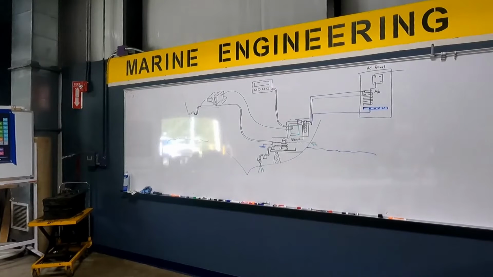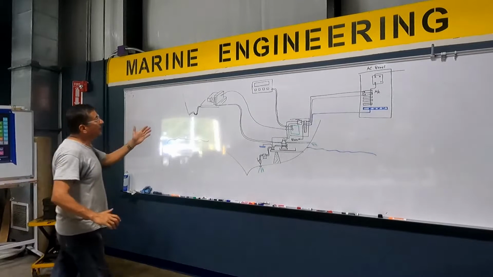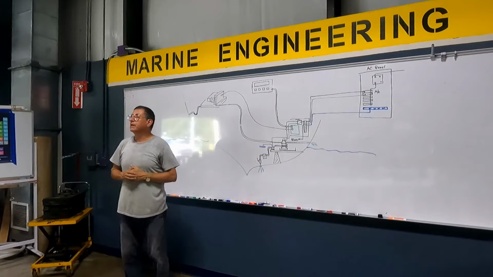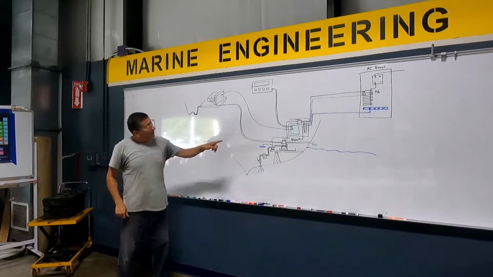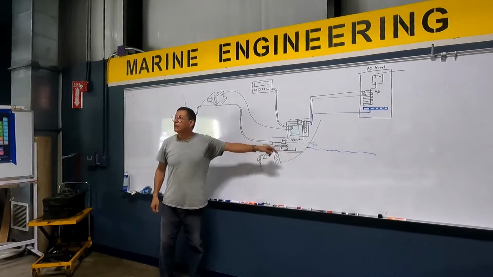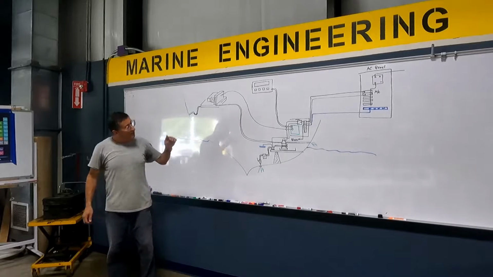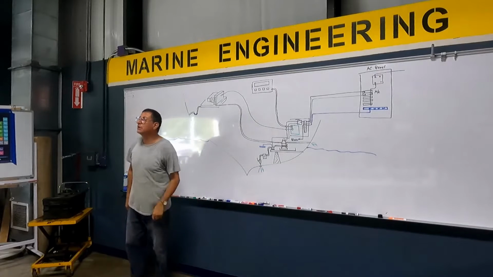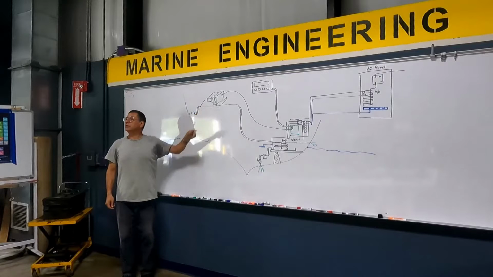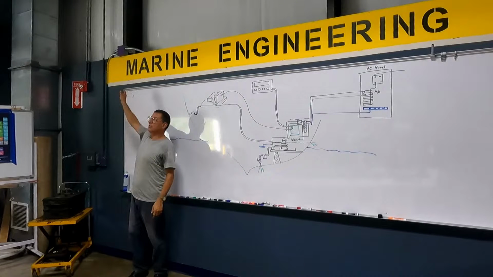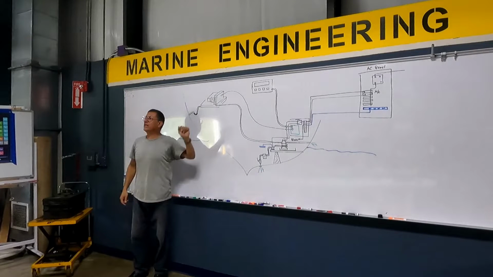Air conditioning. This is an example of the typical split unit. Look, the condenser with the compressor is located on the bilge, in the engine room. And in the cabin, in the closet, you have the evaporator. Yes or no?